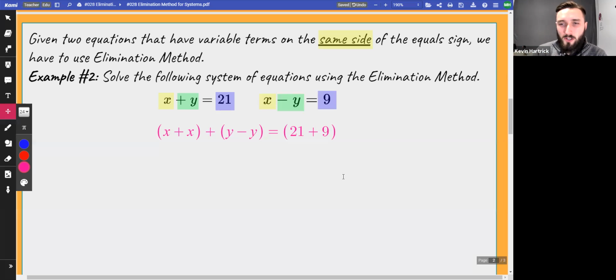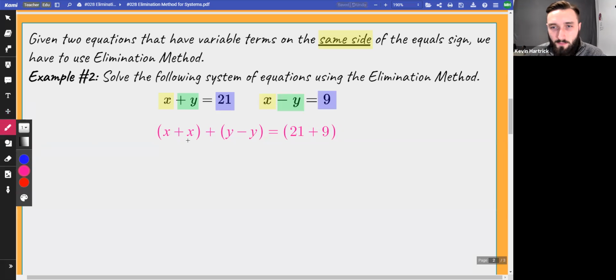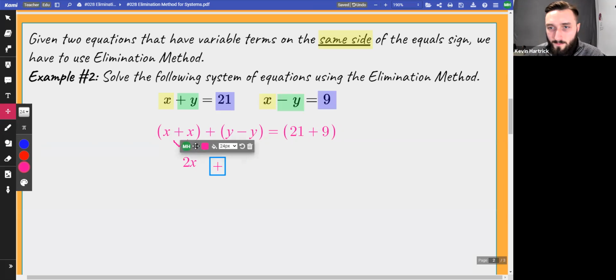Now, you're saying, Mr. Hartrick, you still have 2 variables. You got your x and your y. Well, one of these is going to get eliminated, and I'll show you why in a second. First, let's simplify this. X plus x gives me what? 2x. So I've got 2 x's here. Okay, I've got my plus sign here. I'll just bring that down.